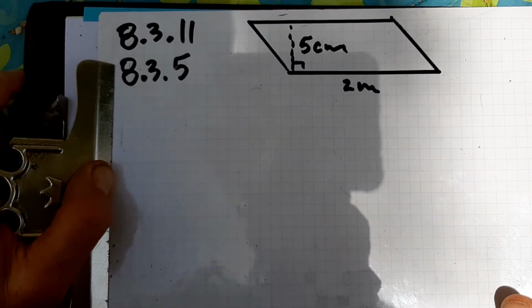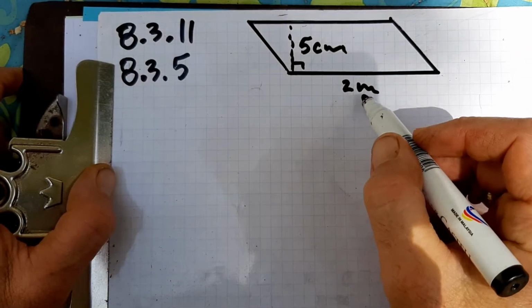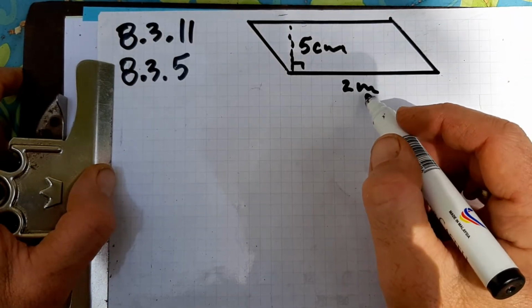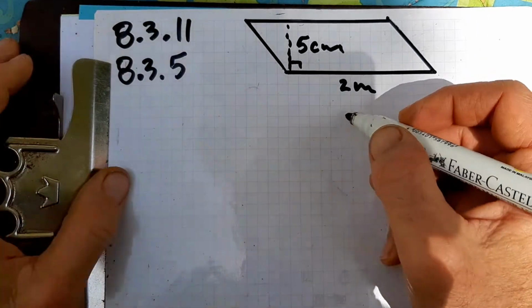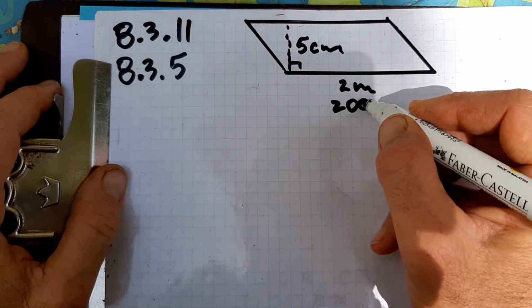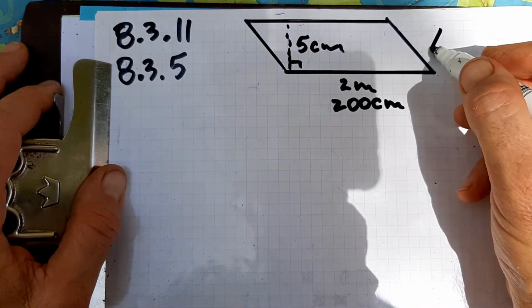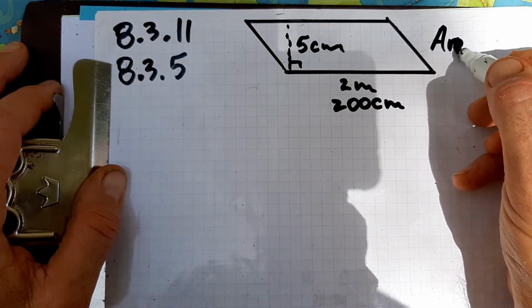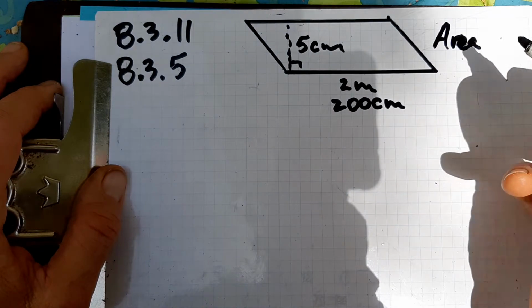Just jump into 8.3.11. I think you all know how to do this. Be careful, once again, on units. 2 meters is the same as, I don't have a tape measure with me to show you, but it's 200 centimeters, okay? So the area, we're going to focus mostly on area here. And I know you know perimeter is the distance around. I add up all the sides for perimeter.